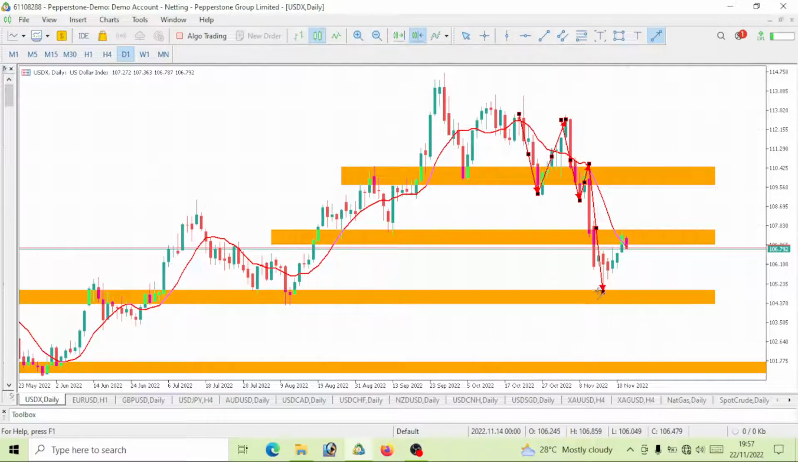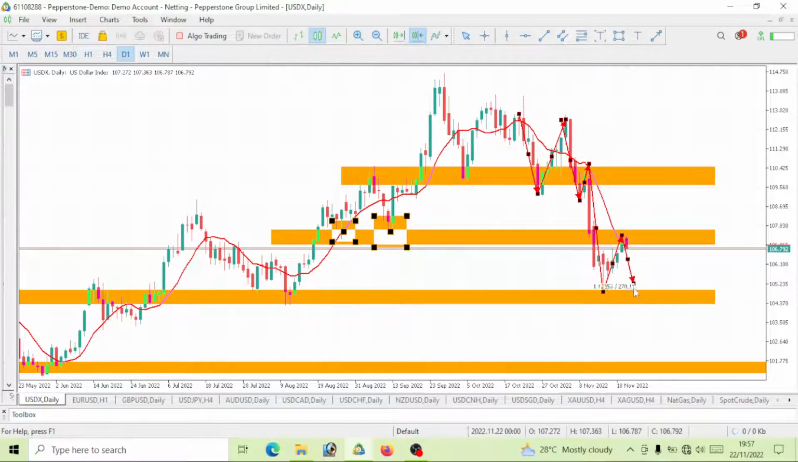Of course, a correction needs to happen. This is why the correction has taken place here. We can see it actually reacts at this level because price has reacted to this level previously. We also saw that price has reacted to this level previously. Of course, price will definitely react at this level. So we are now having a bearish move.